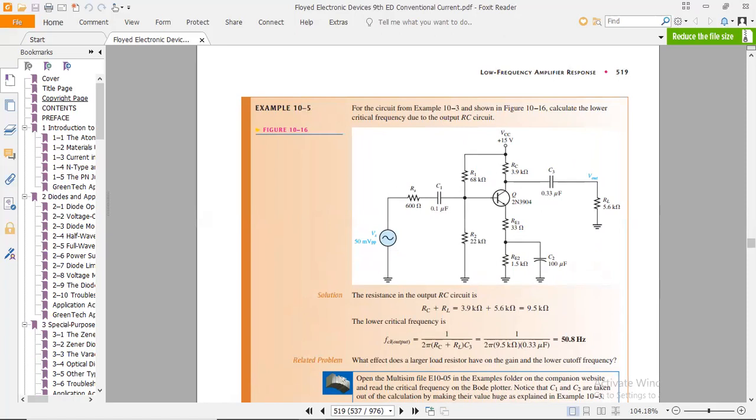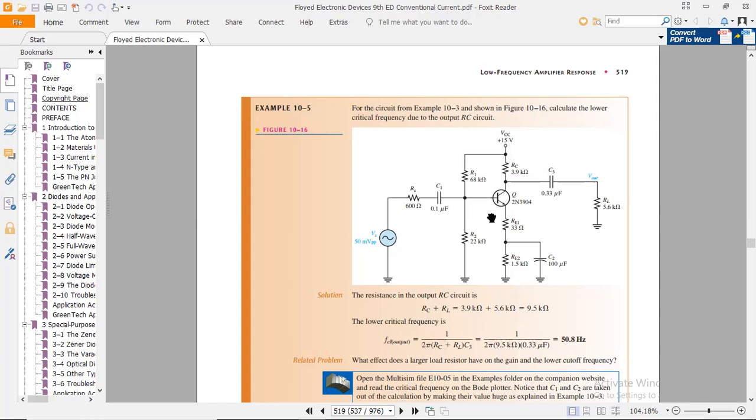In the previous session of the ECD online class, we discussed two numericals, which are also included in our assignment questions. We are discussing the lower cutoff frequency. Lower cutoff frequency is related with the capacitors C1, C2, and C3. And categorically, we are discussing two numericals regarding lower cutoff frequencies.